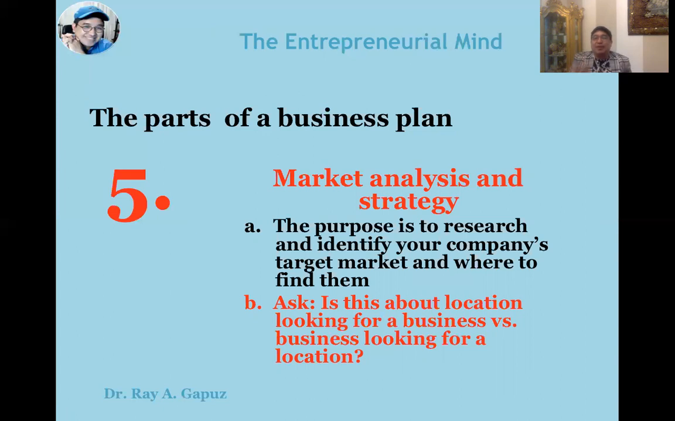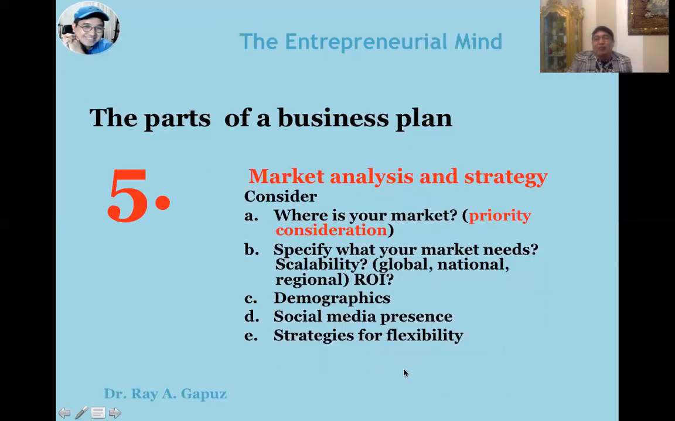Sometimes, okay, you have a business that's looking for a location. Say for example, you want to put up a bookstore. But definitely, you don't want to put up a bookstore in an area where you don't have schools and universities. Okay? So you have to look for the location to bring in that business. So ask yourself, is this about location looking for a business, or is it about a business looking for a location? Then, once you've clarified that, you consider where is your market. That is the priority consideration.